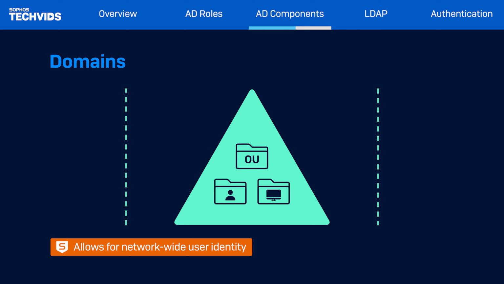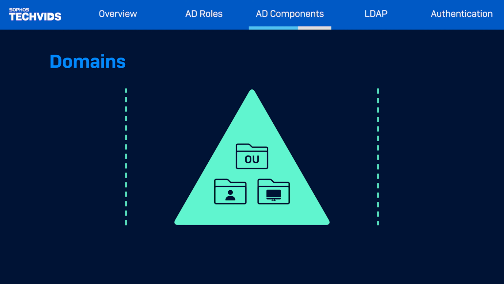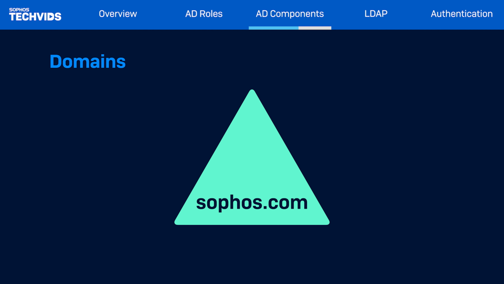After a user is created, it can be referenced on any computer linked in the forest, allowing that user to log into any of those computers with their credentials. Let's start by creating our own domain. I'll be using the domain sophos.com.